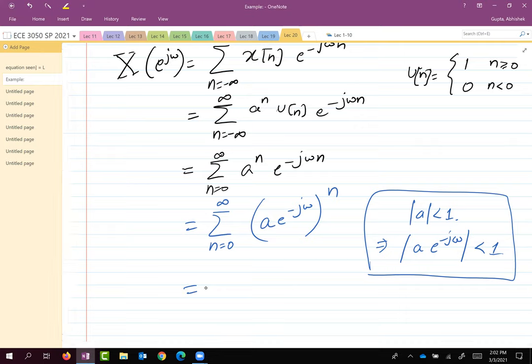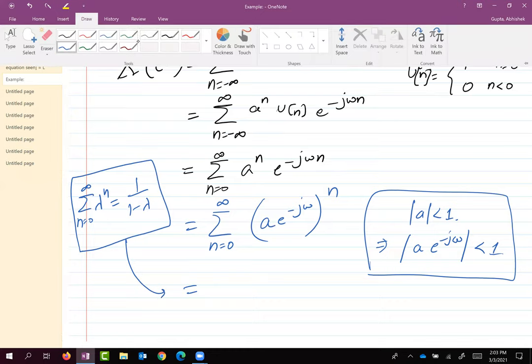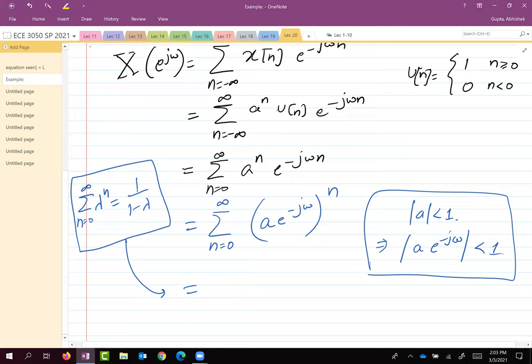Okay, what is this infinite sum equal to? So this is equal to the summation of lambda raised to n, n equals 0 to infinity. Anyone remember the formula for this? This is 1 over 1 minus lambda. So this holds only when lambda is less than 1. In this case, lambda is less than 1, so this is just 1 over 1 minus a e raised to minus j omega.